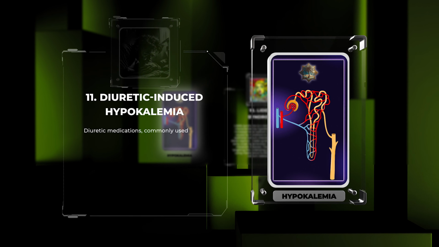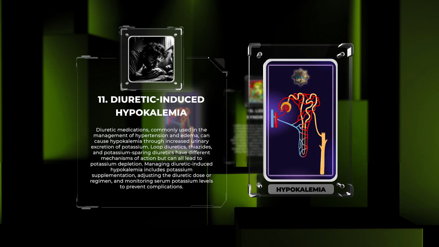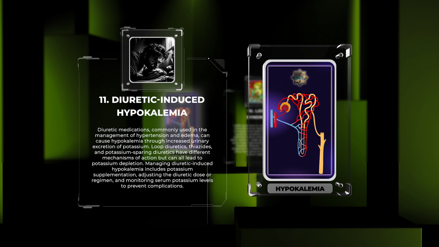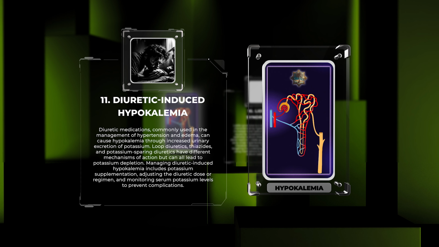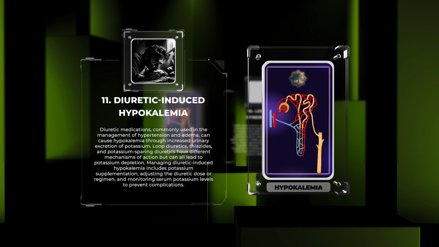Diuretic medications, commonly used in the management of hypertension and edema, can cause hypokalemia through increased urinary excretion of potassium. Loop diuretics, thiazide, and potassium-sparing diuretics have different mechanisms of action but can all lead to potassium depletion. Managing diuretic-induced hypokalemia includes potassium supplementation, adjusting the diuretic dose or regimen, and monitoring serum potassium levels to prevent complications.